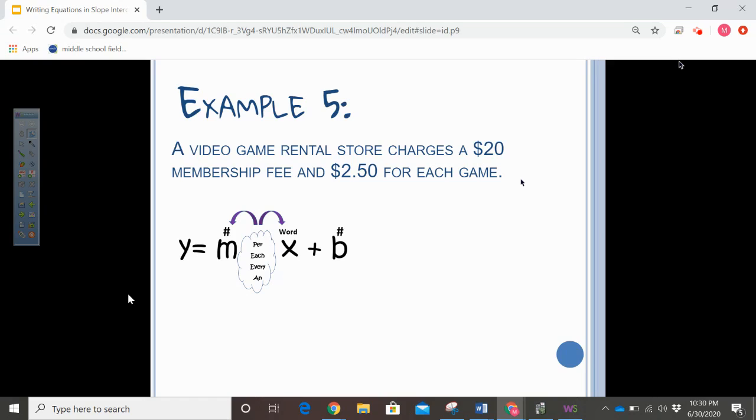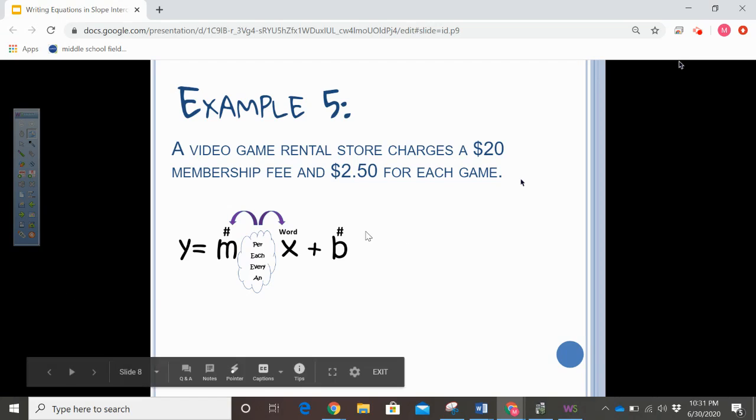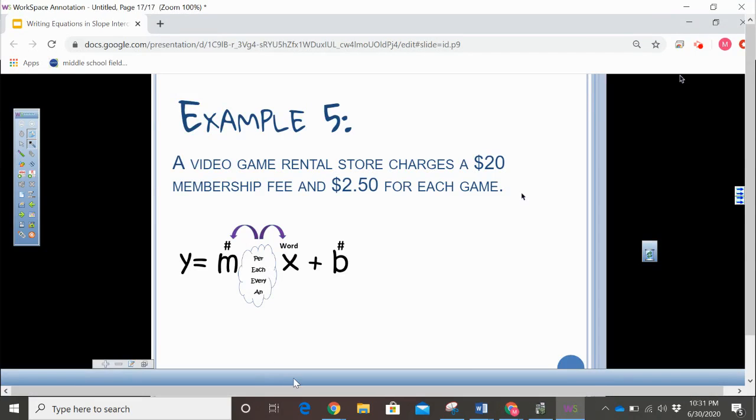Example 5. A video game rental store charges a $20 membership fee and $2.50 for each game. So based on the keywords per, each, every, in, I have the word each. So I'm going to circle that word. And then I'm going to draw an arrow to the number in front because that is going to represent my slope.